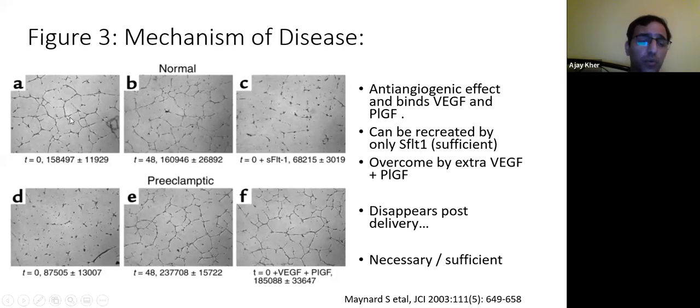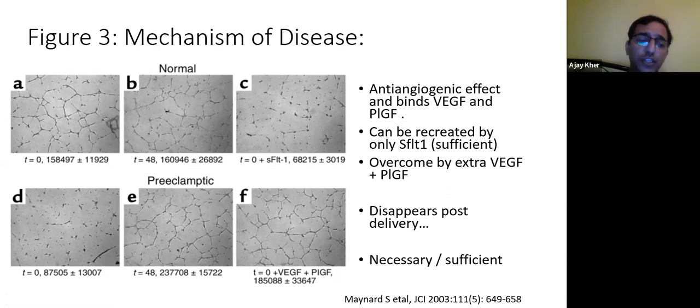And so what they did is they put normal pregnancy serum at time 0. The HUVEC cells were incubated with the normal maternal serum at time 0 of delivery, and then time 48 after delivery. And so they have nice interdigitations on the top. The bottom one is where it was incubated with preeclamptic serum. And what you see is that the interdigitations are all gone.